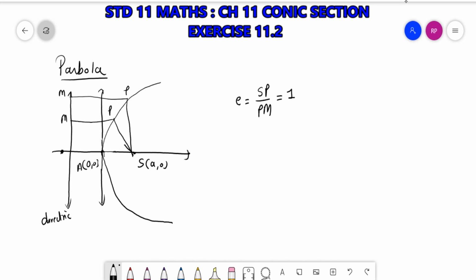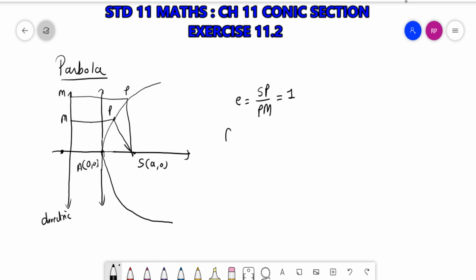If this ratio is less than 1, then it will be an ellipse. If it is greater than 1, then it will be a hyperbola. So at present, let's see about parabola only. So in every case, the ratio SP upon PM, where what is M? M is the foot of the perpendicular from any point of the curve to the directrix. Clear?